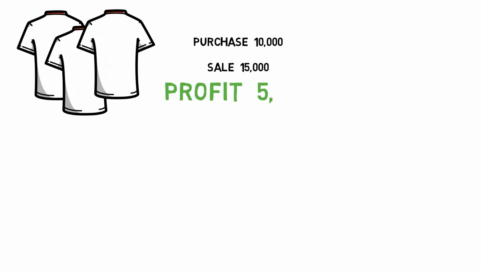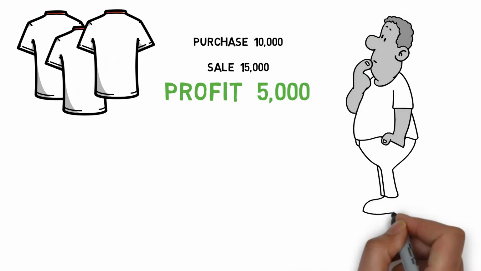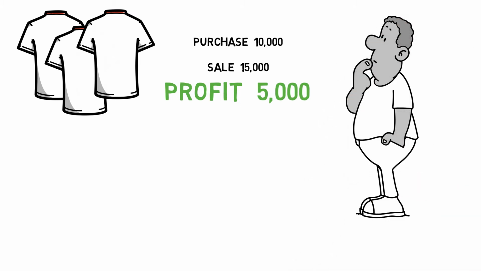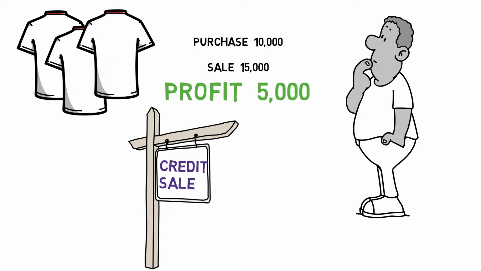Let's say that you have purchased goods worth Rs 10,000 and have sold them at Rs 15,000. You have earned a profit of Rs 5,000 as per your profit and loss account. But does this mean that your cash or bank balance have also increased by Rs 5,000? Not necessarily. If the sale transaction is on credit, then your cash or bank balance have not increased at all, even though you are showing that you have earned a profit of Rs 5,000 in your profit and loss account.